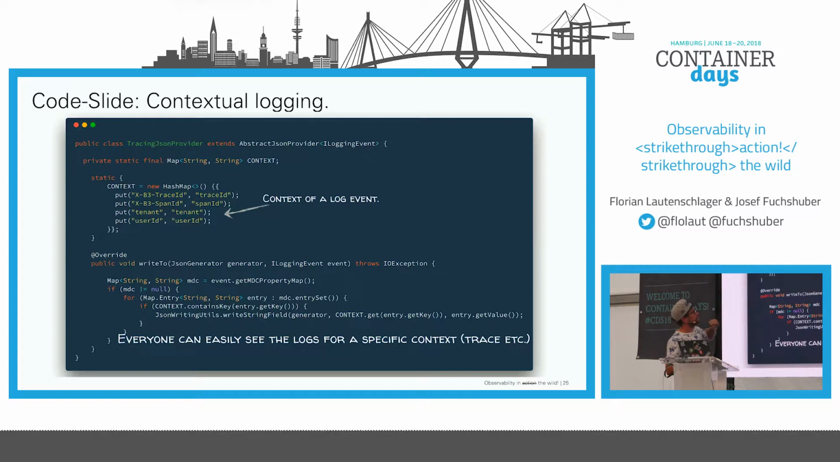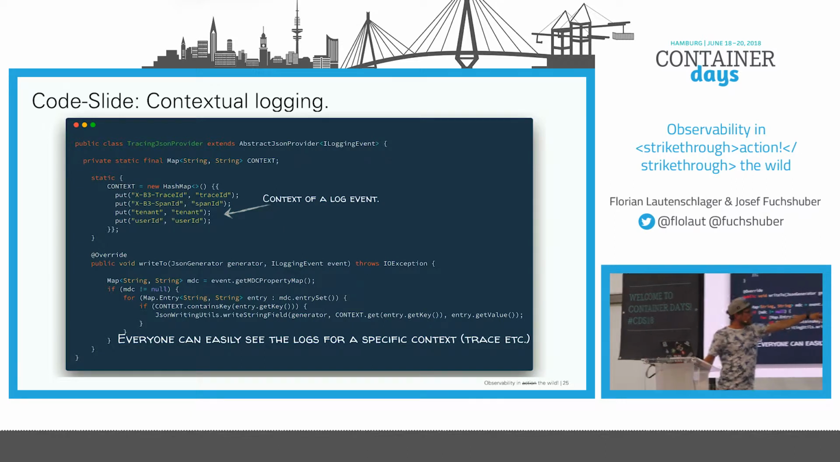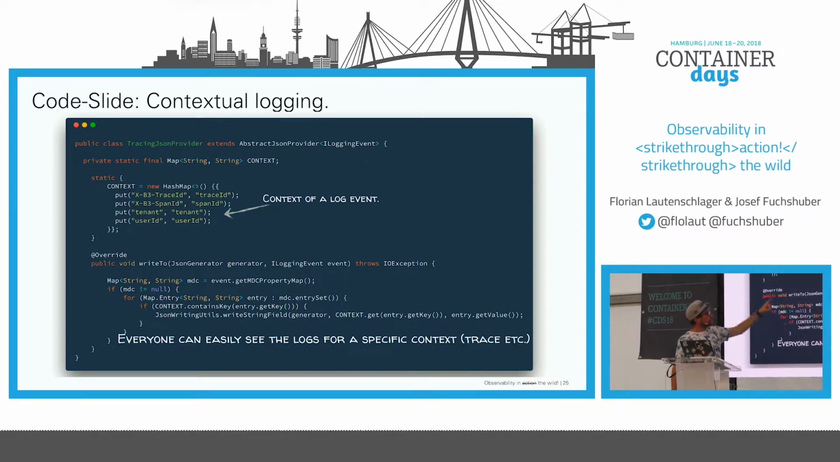We're implementing a JSON provider for log4j. We defined our context, so it consists of the trace ID, the span ID, both from Zipkin, and the tenant and the user ID to identify the tenant and the user. For every log event, we are reading out the mapped diagnostic context and check if the context is set. And if so, we write each context field as a single JSON field. So we use structured logging to reduce the processing overhead in FluentD.